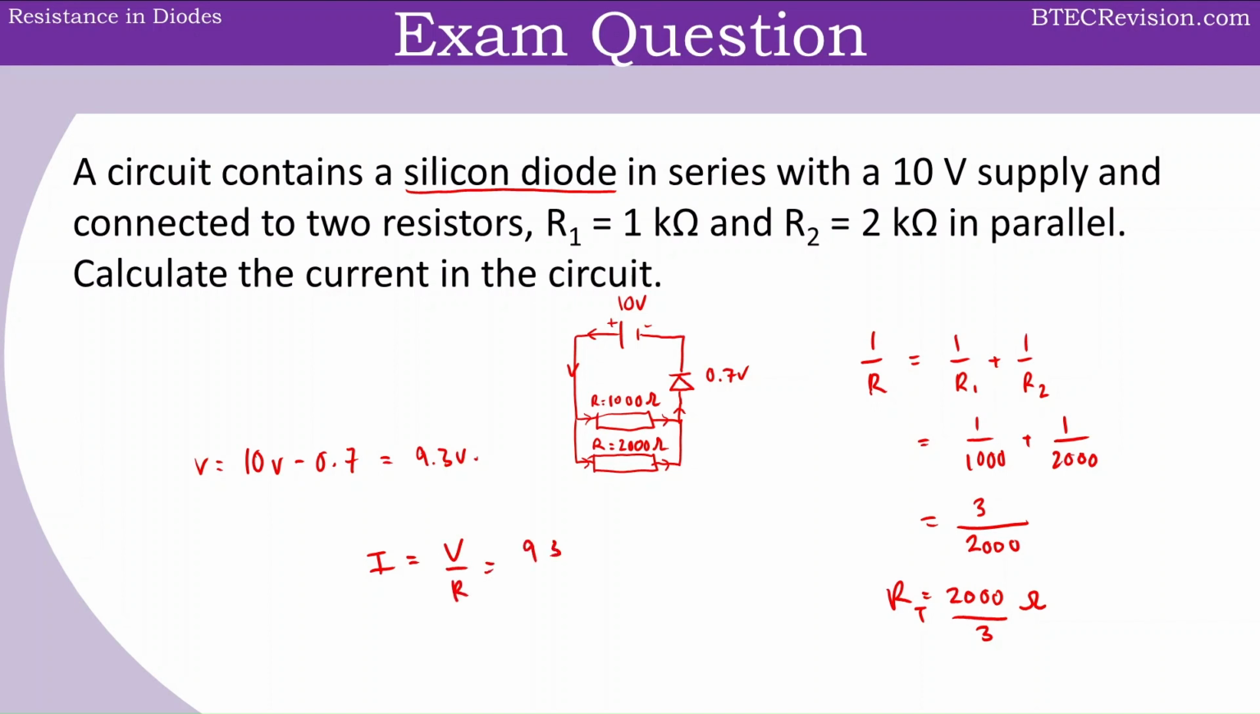So it's 9.3 divided by 2000 divided by 3. And that gives us a value of 0.01395 amps.